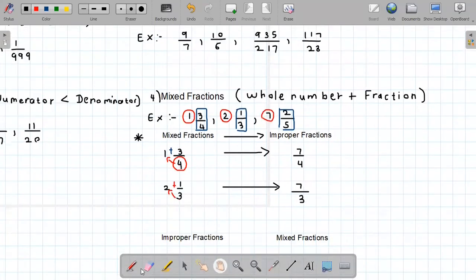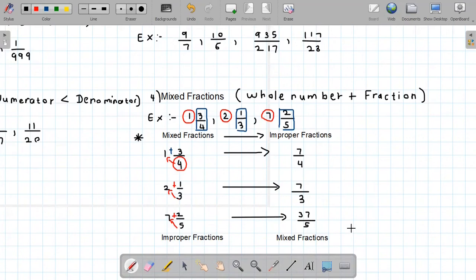Then the last one, 7 and 2 over 5. So for this mixed fraction, the improper fraction is 5 into 7, 35. 35 plus 2, 37. Then as the denominator, I'm going to put 5. Right.